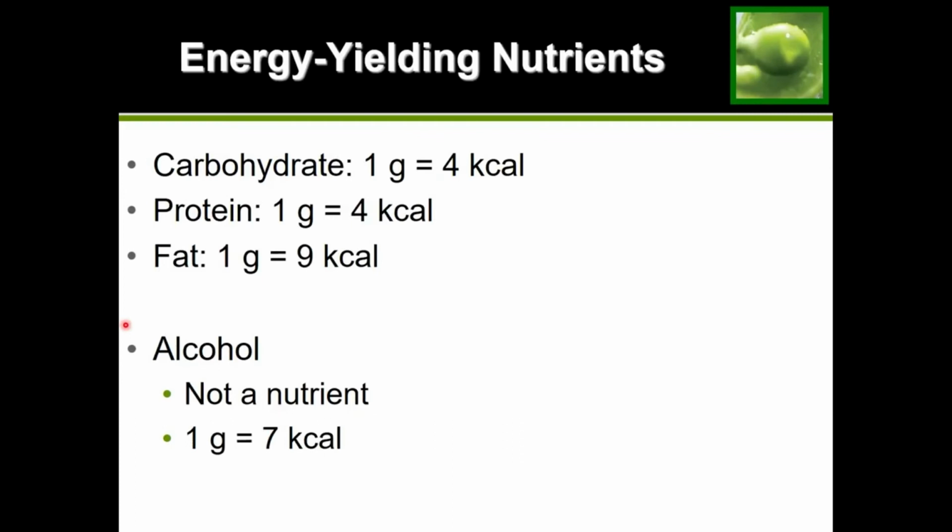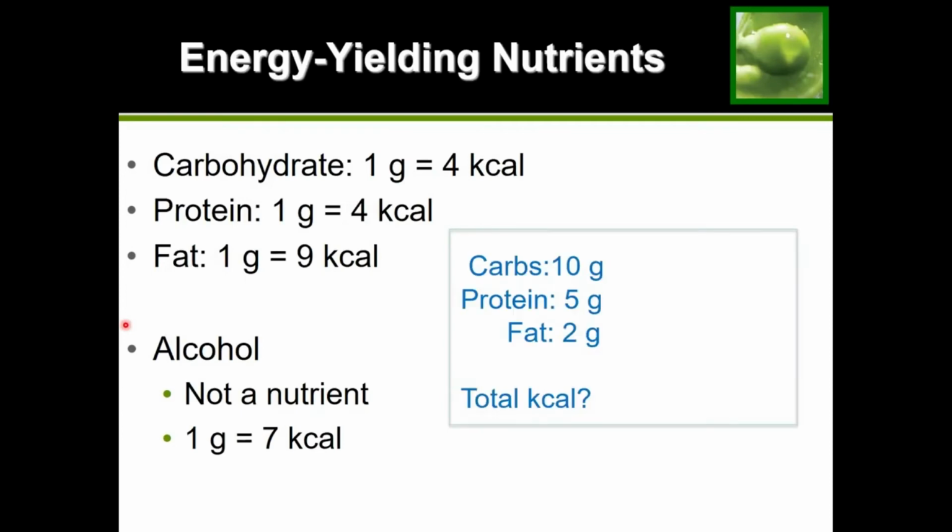So let's go ahead and take a look at an example. I'm just going to give you this food product here that contains 10 grams of carbohydrates, 5 grams of protein, and 2 grams of fat. And my question is, how many total calories do we get from this food product? So what we need to do, we have the nutritional information in grams, but we need to convert it to calories so that we can add it up and figure out our total calorie content. We can easily do that by looking at our key. Our key is what we have over here, how many calories we get from each gram of the individual nutrients.